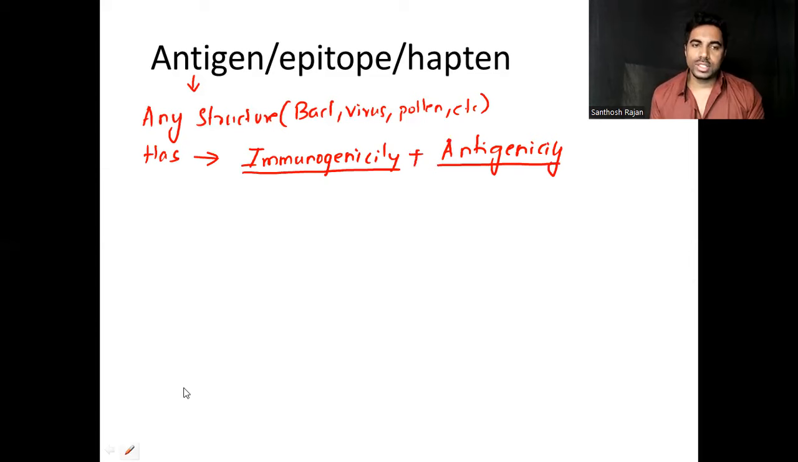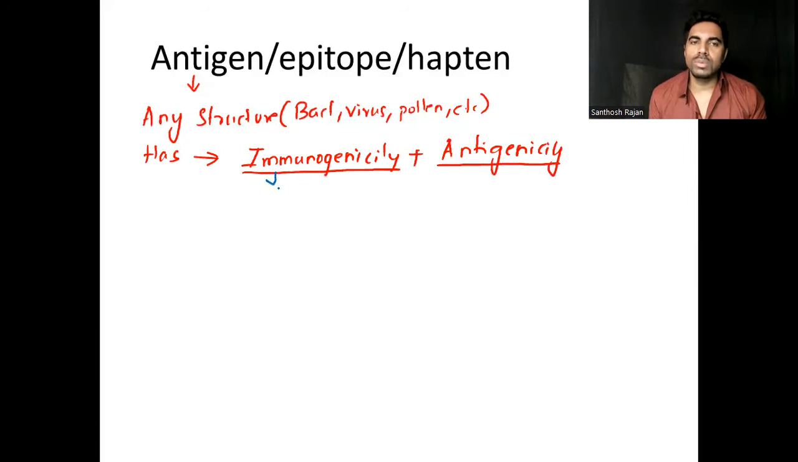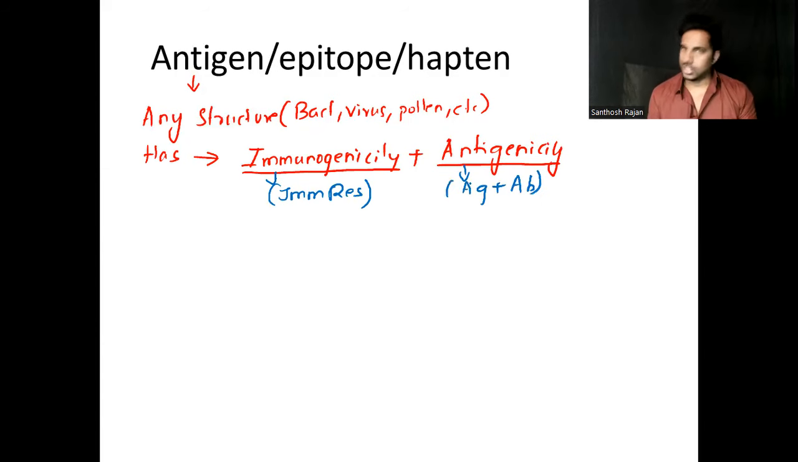Now, what does it mean? Immunogenicity means inducing an immune response. It's just causing an immune response. Antigenicity means the antigen should combine with the antibody. That property is called antigenicity. That's it. Okay, got it? So that is what an antigen means.